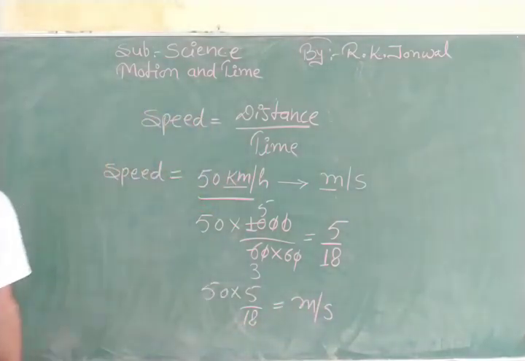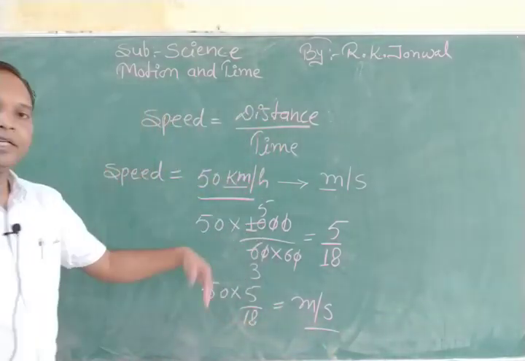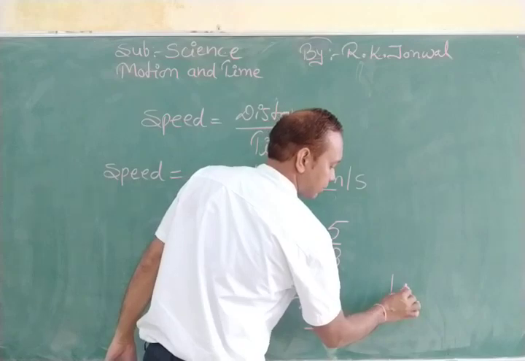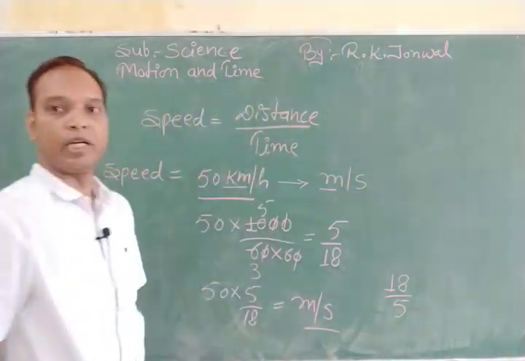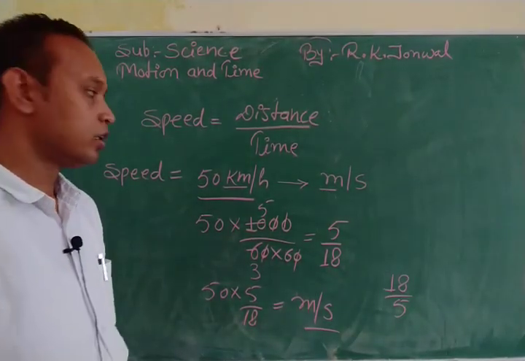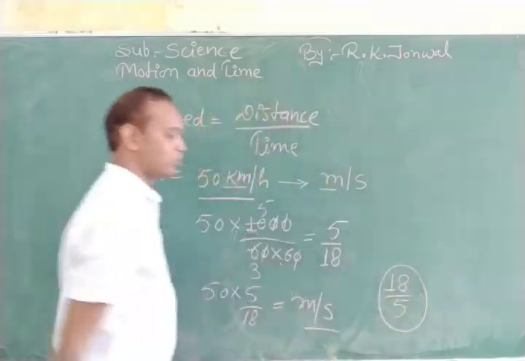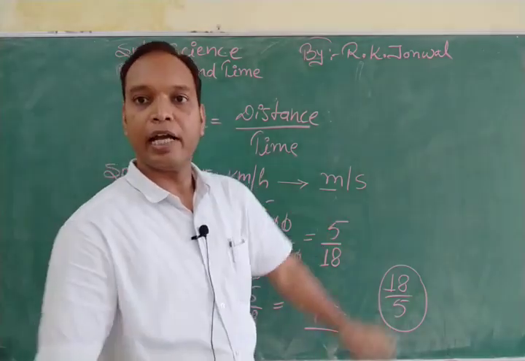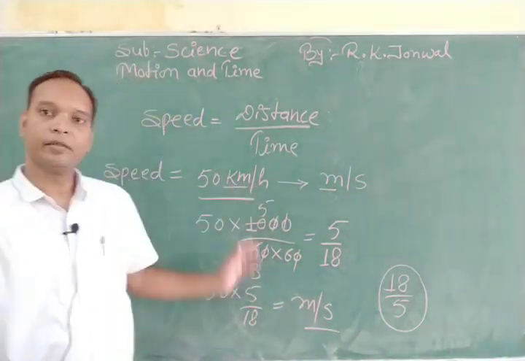Okay, if you want to change meter per second into kilometer per hour, then you can multiply with 18 divided by 5. So students, with the help of this value, we can change kilometer per hour into meter per second, and also meter per second into kilometer per hour.